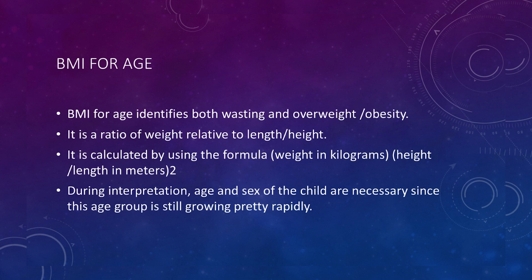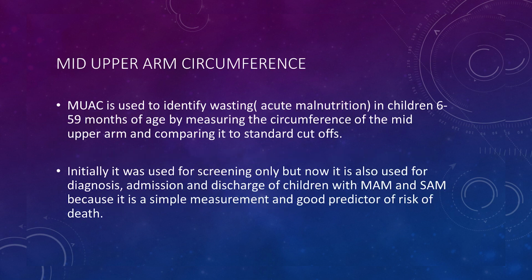Another measurement of the anthropometry, we examine the child to diagnose malnutrition, especially in younger children, is mid upper arm circumference. It is used to identify wasting, that is acute malnutrition, in children in the age group 6 months to 59 months, by measuring the circumference of the mid upper arm and comparing it to the standard cutoffs. Initially it was used for screening only, but it is also used for diagnosis, admission and discharge of the children.